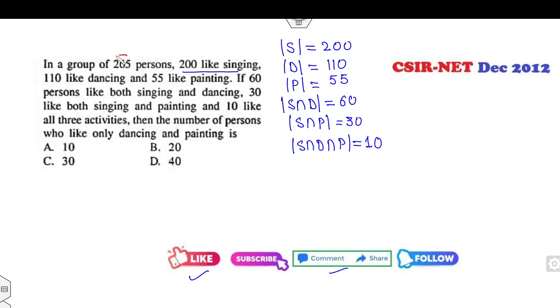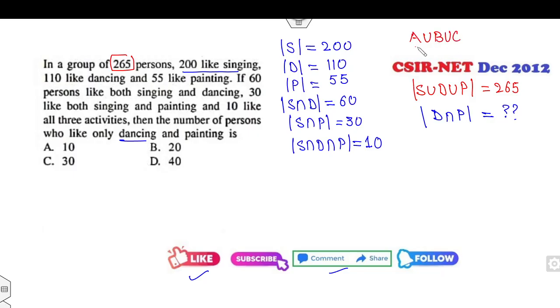How many total? 265. That means the cardinality of singing, dancing and painting union is 265. Then your required target is to find the dancing and painting. What comes to mind when you look at these cardinalities? How can you find A union B union C? The same approach I have used.